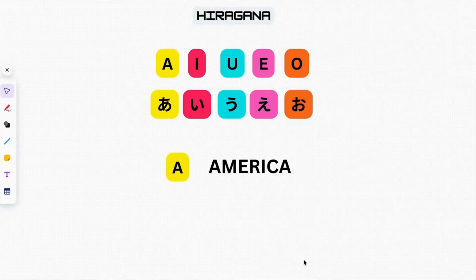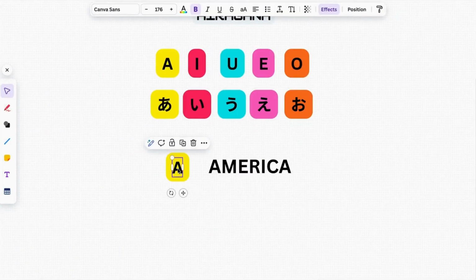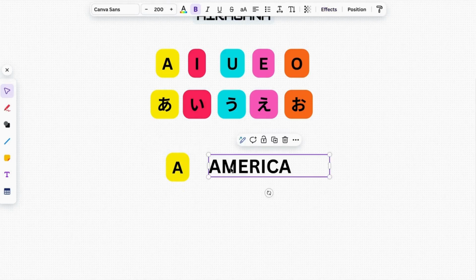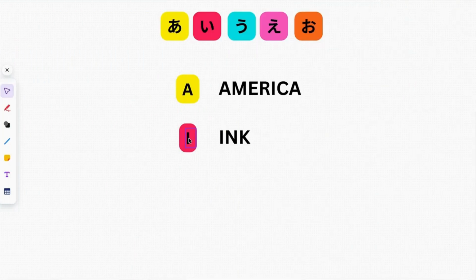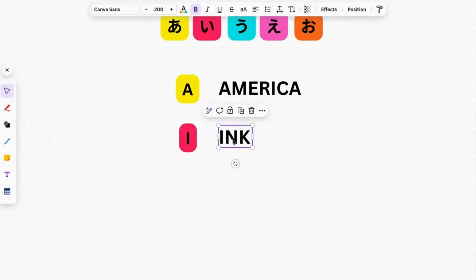Let us consider the first vowel A, which is actually spelled as A in Japanese. If you consider the word America, we generally say America. So the way that we spell A is A in Japanese. Now let's see the second vowel I, which is actually spelled as E in Japanese. If we consider the word ink, we actually say E in the place of I.